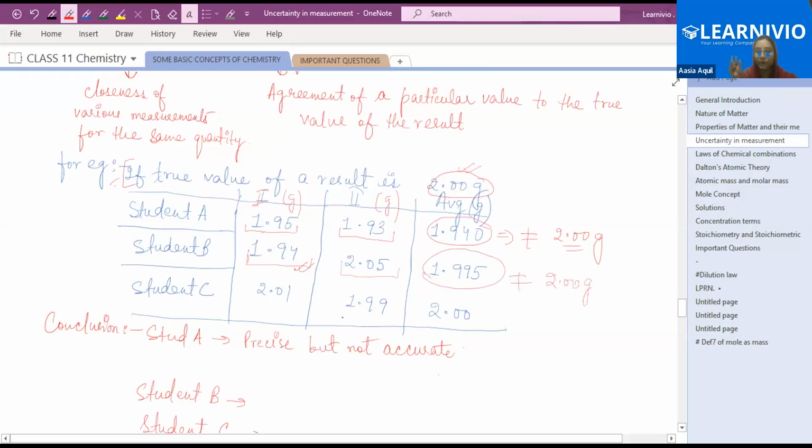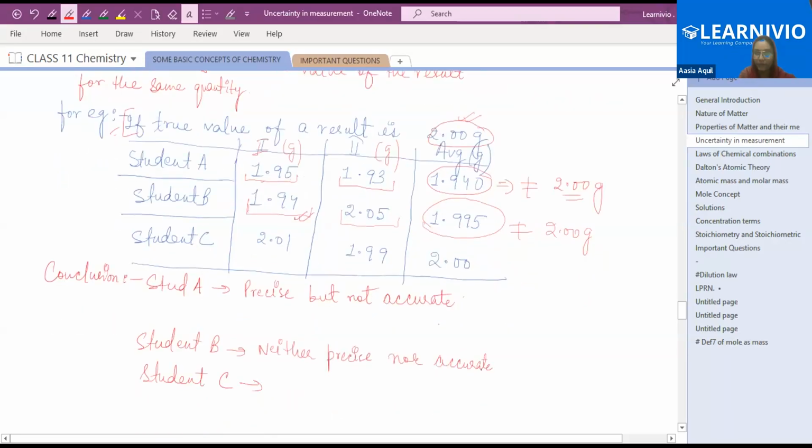So we can say that for student B, the result is neither precise nor accurate, right? When you have to demonstrate the precision, you will compare the two readings. But when you have to tell the accuracy, then you will see the average measurement. So for student B, we can say that the readings are neither precise nor accurate, right?